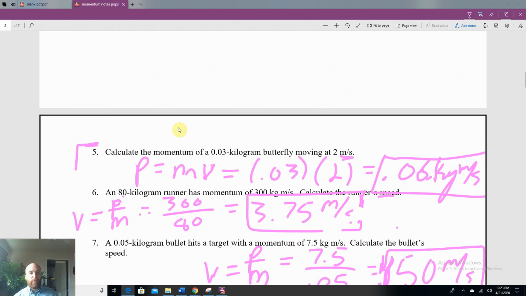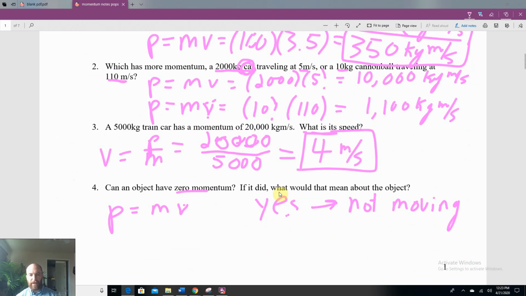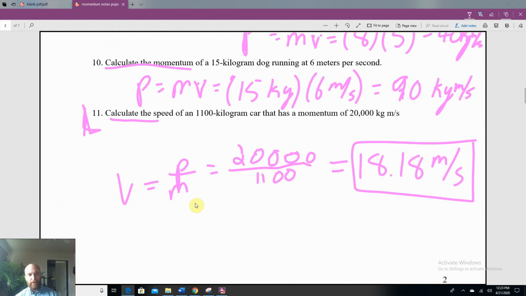So that's it. Momentum is, again, this amount of motion. The equation is p equals mv. You can use momentum to solve for a velocity as well. If that's what you're trying to do, then we'll use v equals p over m. And again, as long as you're okay with these practice questions, just kind of using the equation, then you're good.